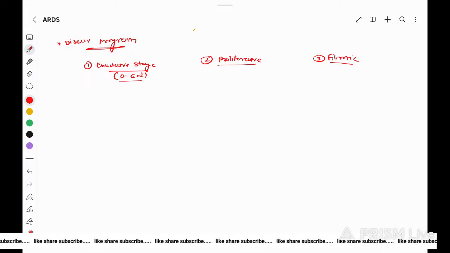Then what is the proliferative stage? The proliferative stage is 7 to 10 days. It is associated with proliferation of type 2 alveolar cells, fibroblasts and myofibroblasts. Connective tissue and other structural elements proliferate. Stiff shock lung.